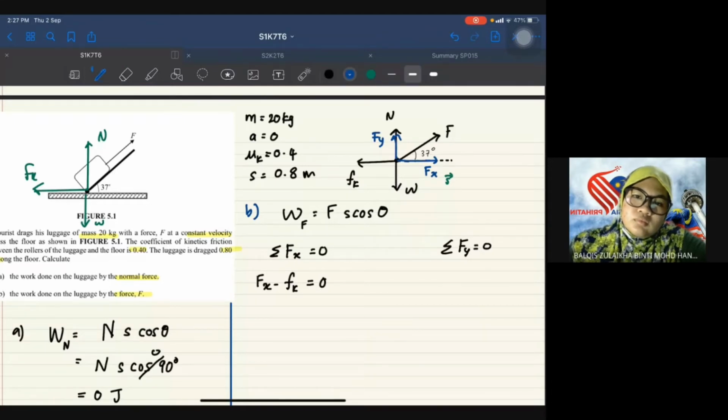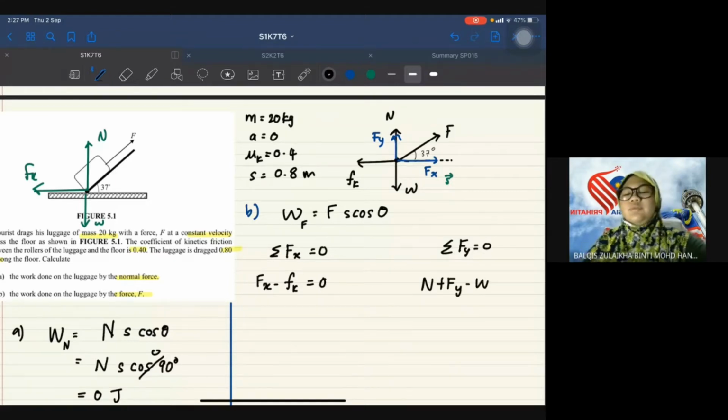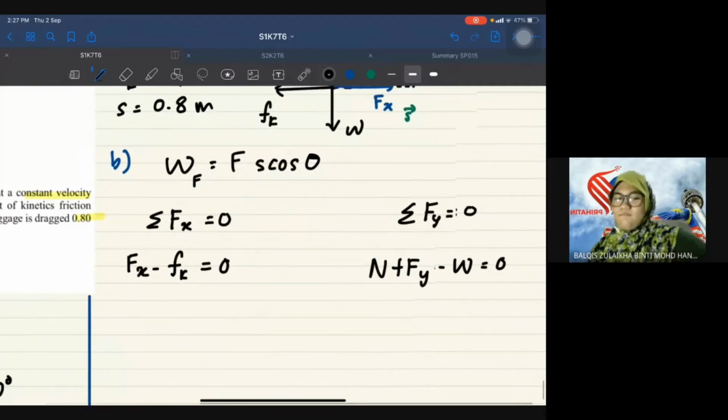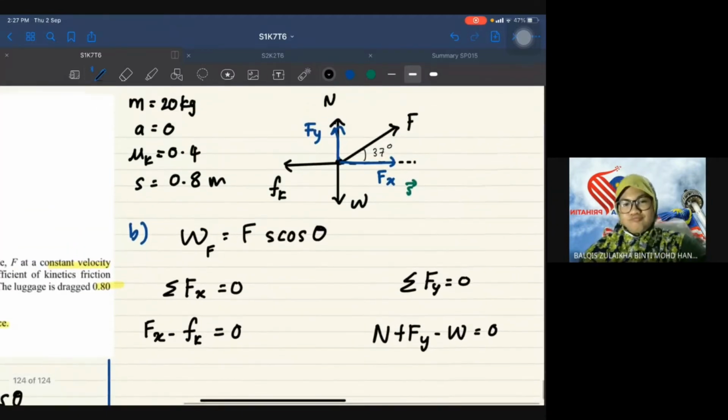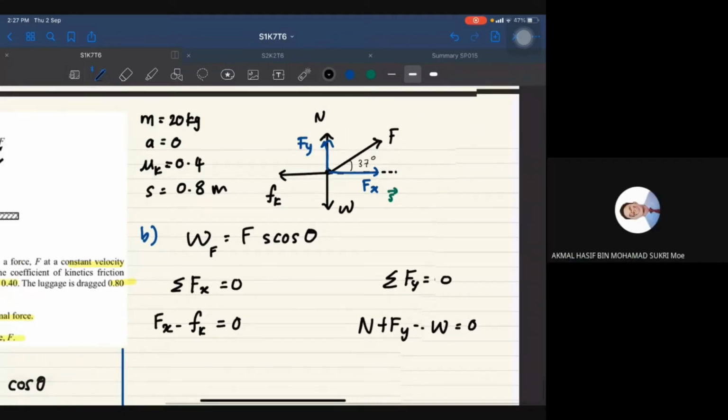So for Fy, how many forces are there on the Y axis? Over here this is the Y axis, just now was the X axis. Always double check. On the X axis we have 2 forces. On the Y axis how many forces? There are 3. So it will be N plus Fy minus weight equals 0. Do you guys agree with this? Agreed. Any questions so far? No, sir.